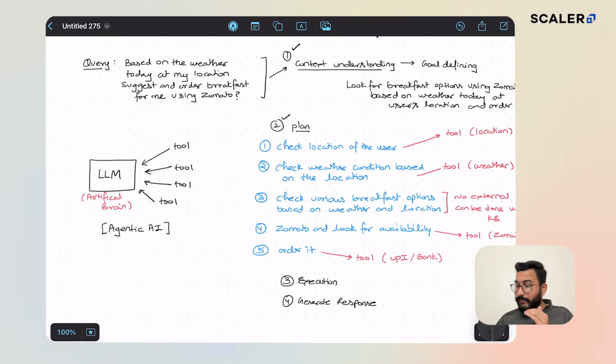For example, if there is no option available in Zomato, they might switch to another food delivery application. Or if, let's say, there are no options available at the given location based on the given weather condition for the breakfast, then the LLM can also take a step back and ask you, can they change the location? Can they look for any similar location within, let's say, 20 kilometers of your area? So they are getting into the autonomy phase.